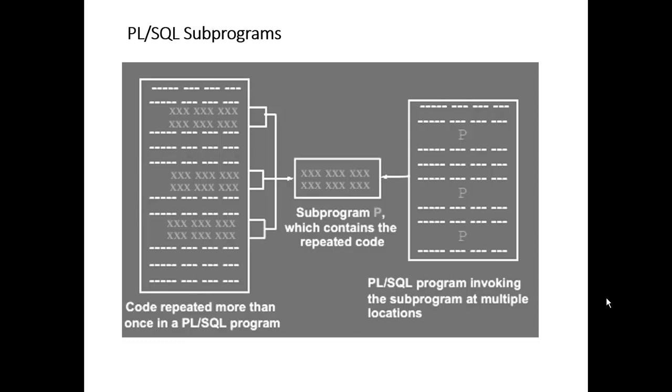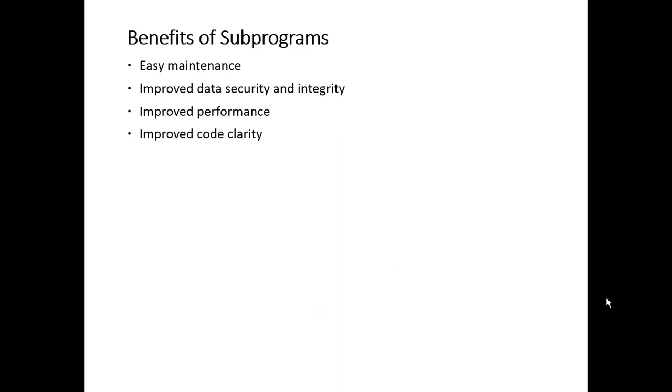And here is the structure of a PL/SQL subprogram. The first block is code repeated more than once in a PL/SQL program. Then the procedure, the next subprogram, contains the repeated code, and the next is the PL/SQL program invoking the subprogram at multiple locations. The benefits of a subprogram are easy maintenance, improved data security and integrity, improved performance, and improved code clarity.